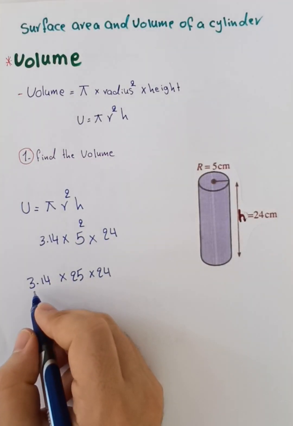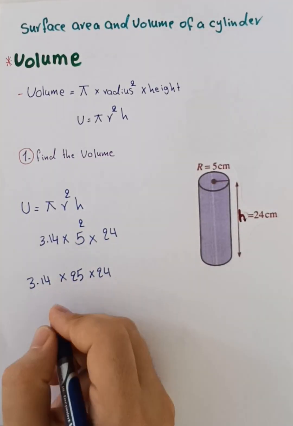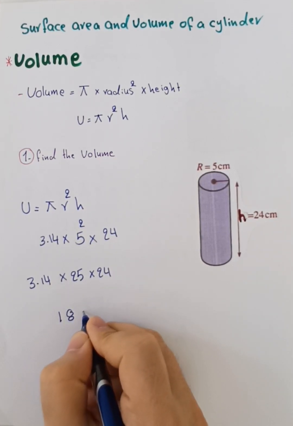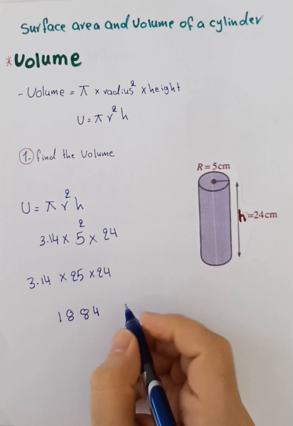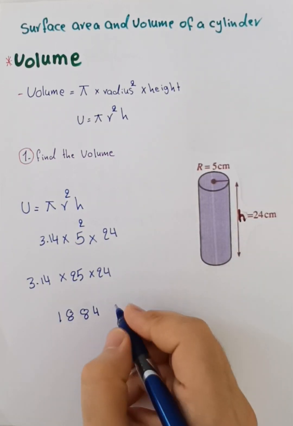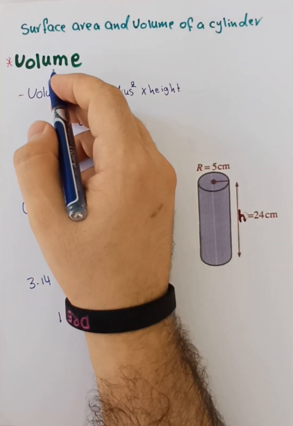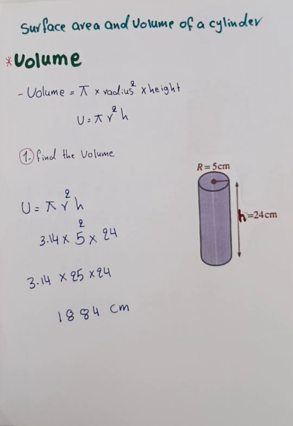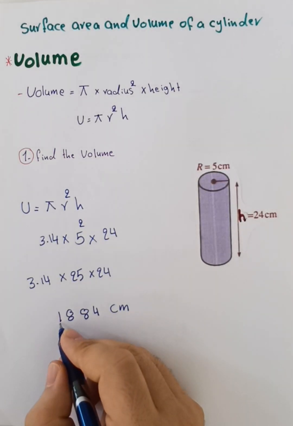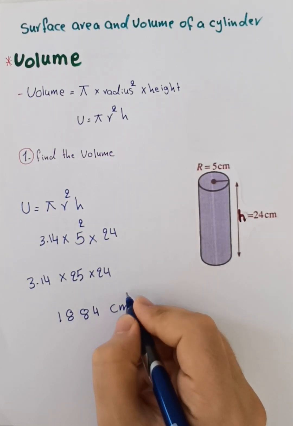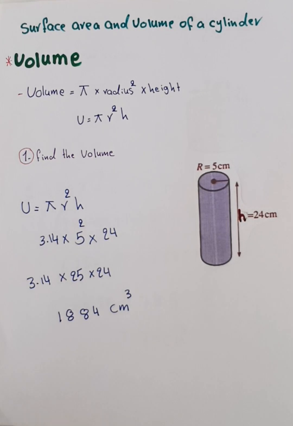When we multiply these three numbers all together, the product is 1884, and then the unit is centimeter. We have to write centimeter, and then we have volume. For volume, the unit should be cubed. So it equals 1884 cubic centimeter.